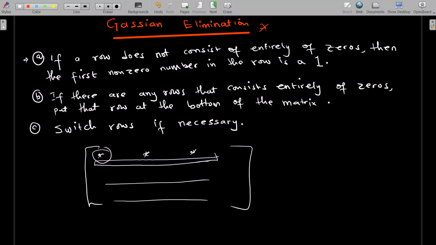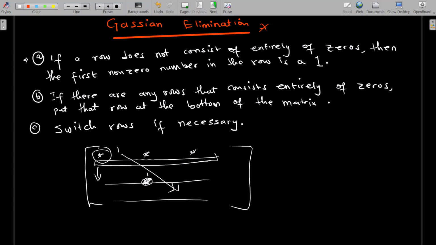If there's no 1, then we do something to that row to make the first non-zero value a 1. We then perform our elementary row operations to make sure that every value beneath the 1 is 0. Go to the next row, and the first non-zero value there should also be a 1. So you should have 1s on the diagonal after reducing it, right?